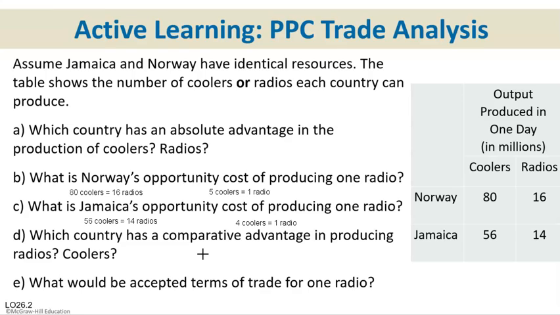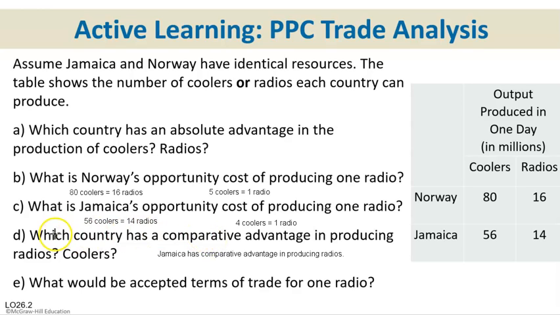Next question. Which country has comparative advantage in producing radios? Well, we just solved for the opportunity cost of producing one radio in each country. Comparative advantage is the country with the lower opportunity cost. In Jamaica, they are giving up 4 coolers to produce one radio. In Norway, they have to give up the opportunity to make 5. So the opportunity cost in Jamaica is lower. That means that Jamaica has comparative advantage in producing radios.